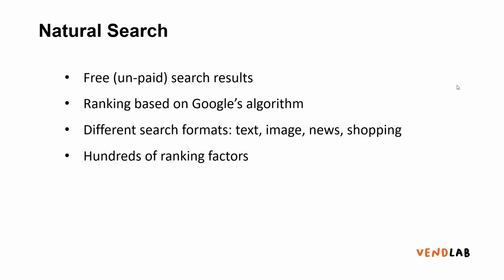So let's now look at natural search and paid search in a bit more detail. Firstly, natural search. This is the free or the unpaid search results, also referred to as organic search. The ranking of these search results is based on Google's perception of the relevance of a page to the user search. This is based on hundreds of different ranking factors. For example, it will look at the content of the page, it will look at the incoming links on the page, and it will also look at how much that link has been clicked in the search results in the past.